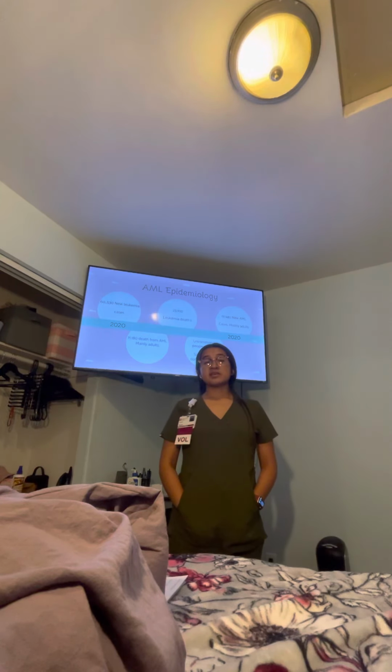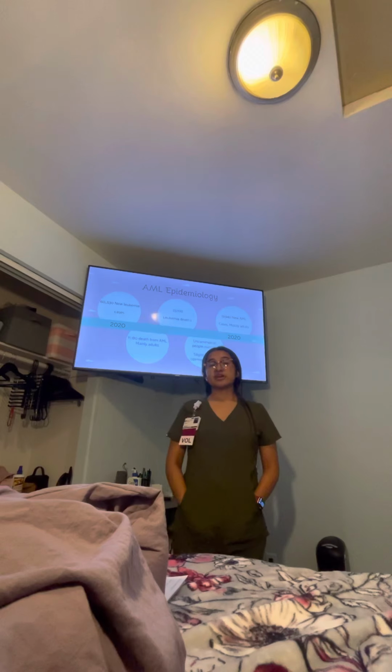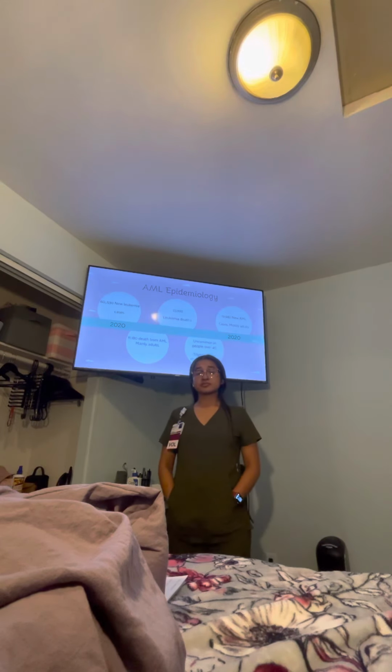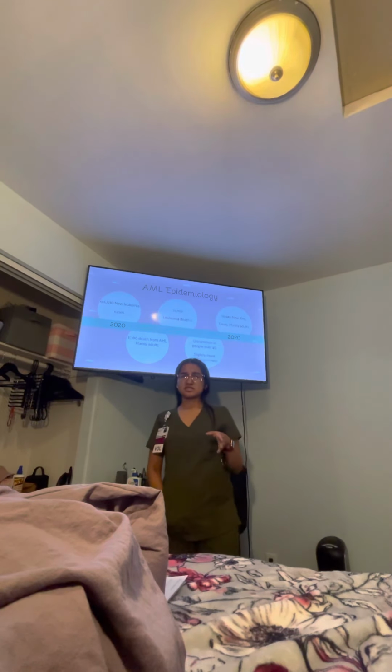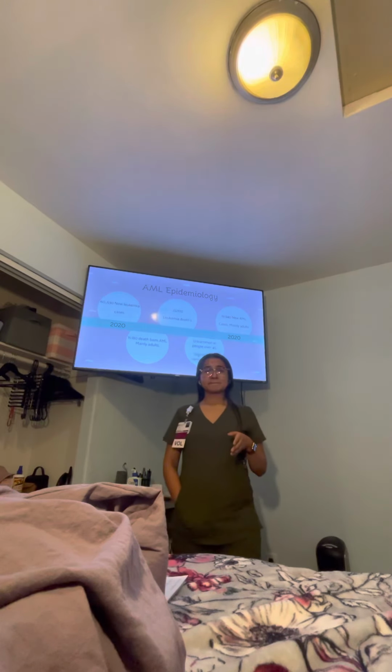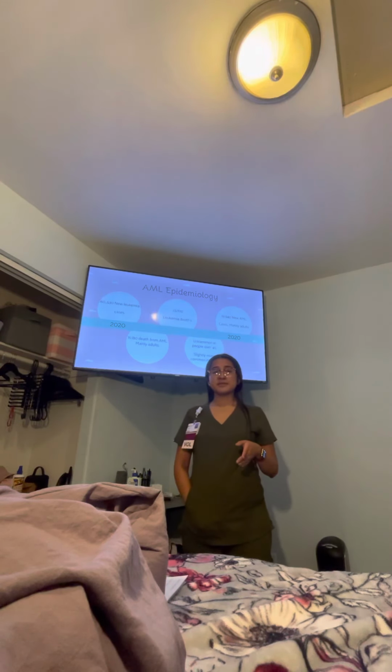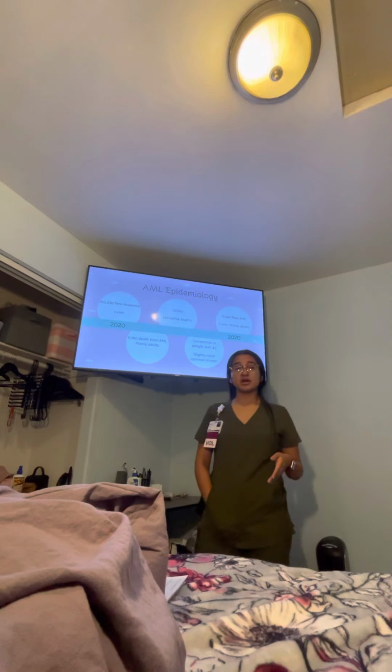That same year, there were 19,940 new acute myeloid leukemia diagnoses. This is tying into the 60,000. So of those 60,000, 19,000 were AML, and it was mainly adults that made up that number.